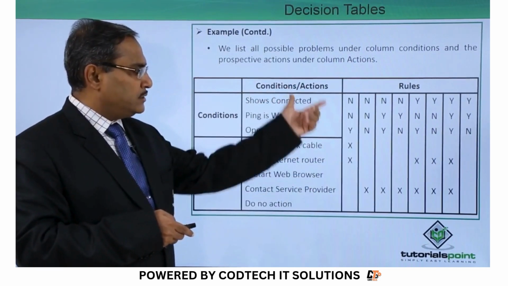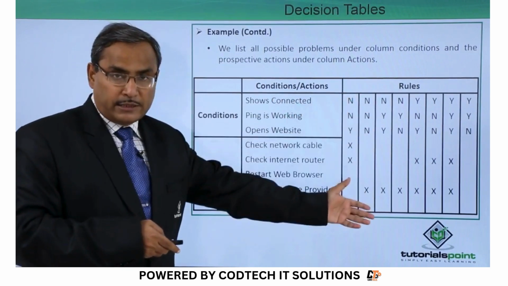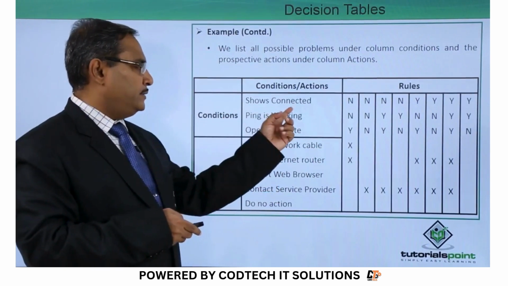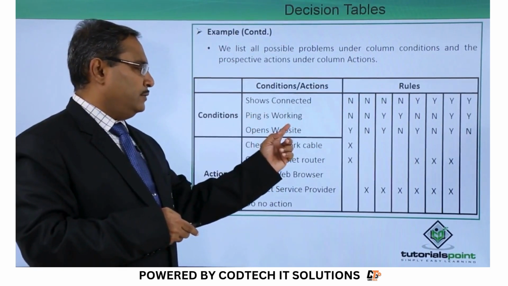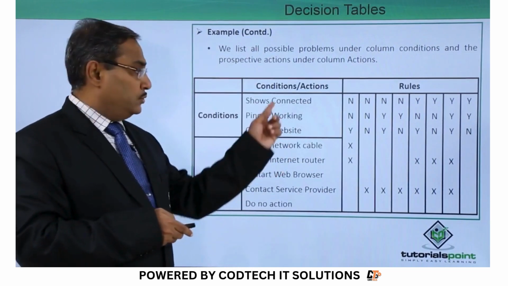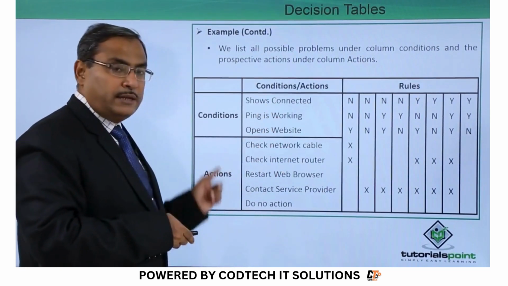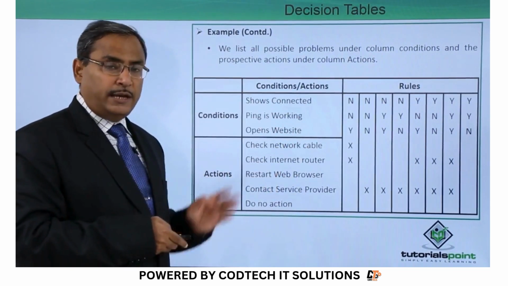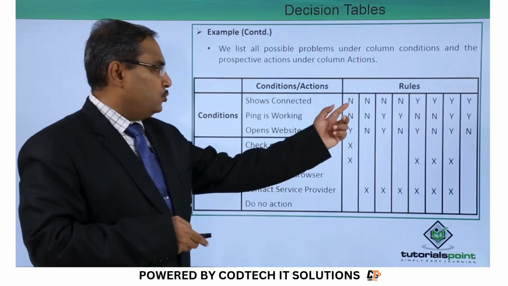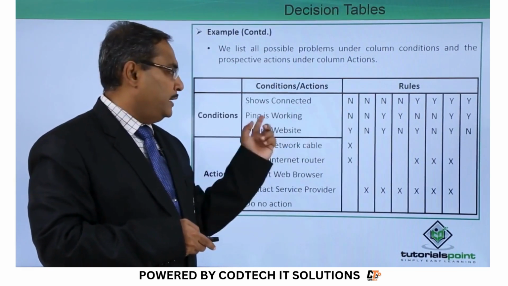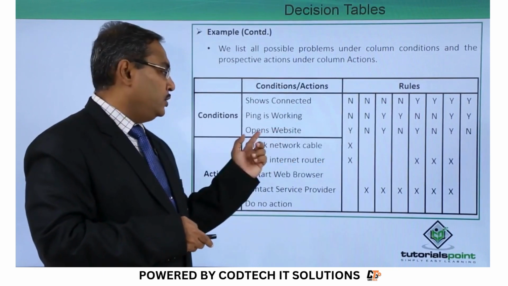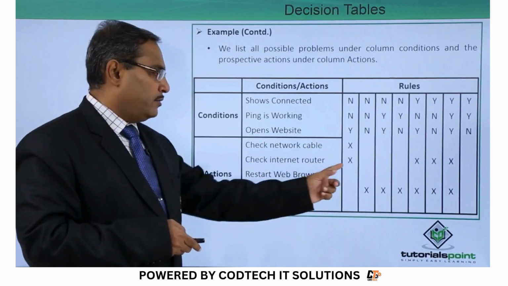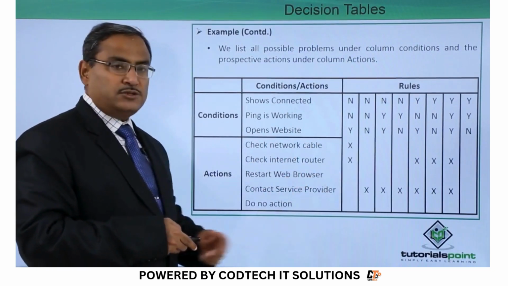So the actions and conditions are to be represented, and there we have these rules. We denote that using combinations of yes and no. Shows connected, ping is working, open website: these are the 3 conditions we have, and here we have the respective actions. That has been depicted here in a very clear way. So when shows connected is not appearing, ping is working is not appearing, and opens website is appearing, then check the internet cable and check the internet router. These are the respective actions to be taken.